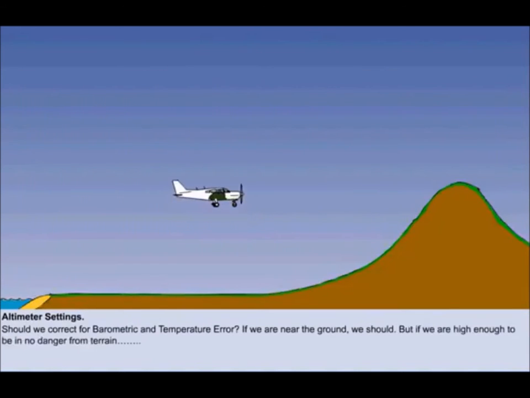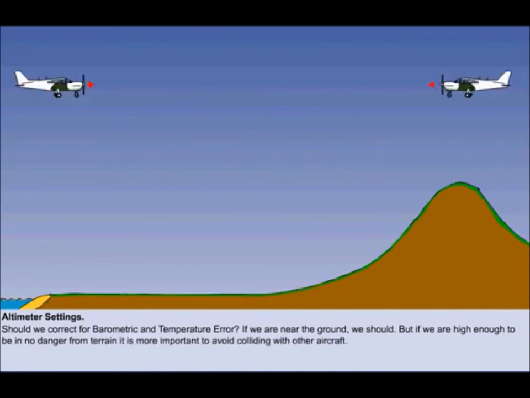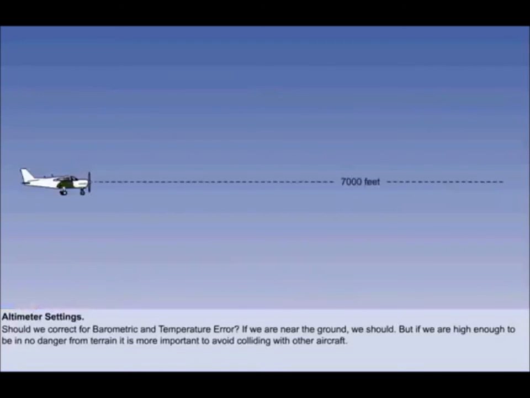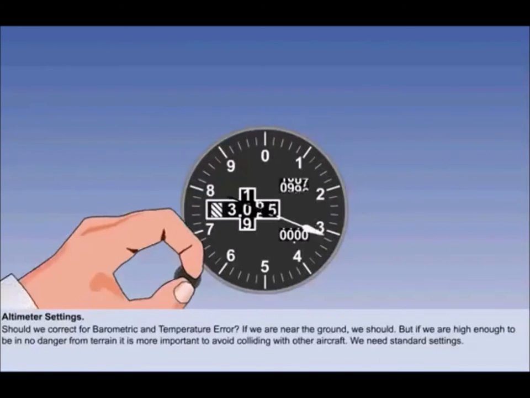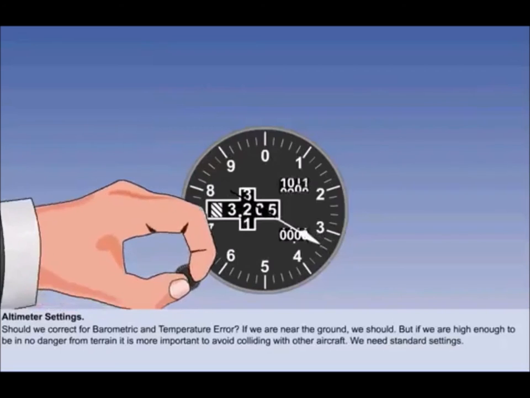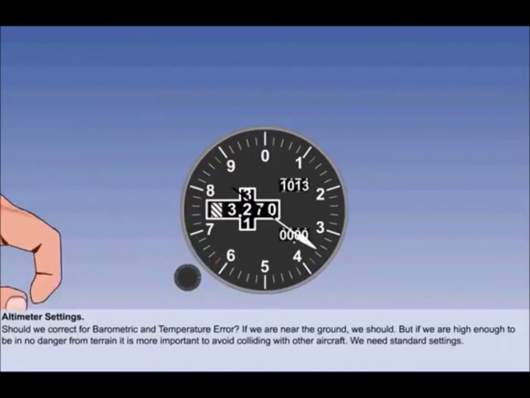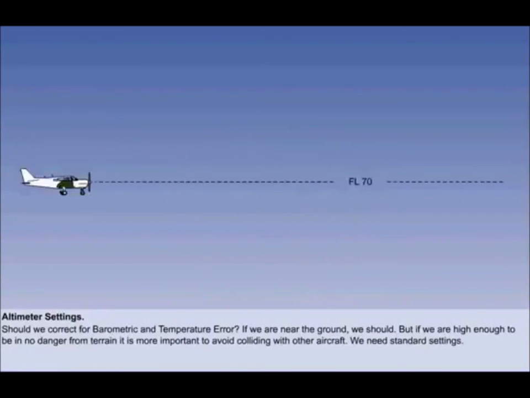But what if we are high enough to be in no danger from terrain? In this case, it is more important to avoid colliding with other aircraft. We require vertical separation. We have a procedure to deal with this. Once safely away from high ground, both aircraft set 1013 as a datum and do not make any correction for temperature. We call this flight levels.